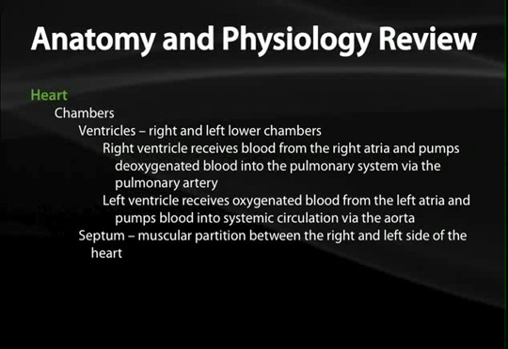Your ventricles are the right and left lower chambers, and your right ventricle is going to receive that blood from the right atrium, and it's going to pump deoxygenated blood into the pulmonary system by the pulmonary artery, while your left ventricle receives the oxygenated blood from the left atrium and then pumps that blood into the systemic circulation through the aorta. The septum is the muscular partition between the right and the left side of the heart.